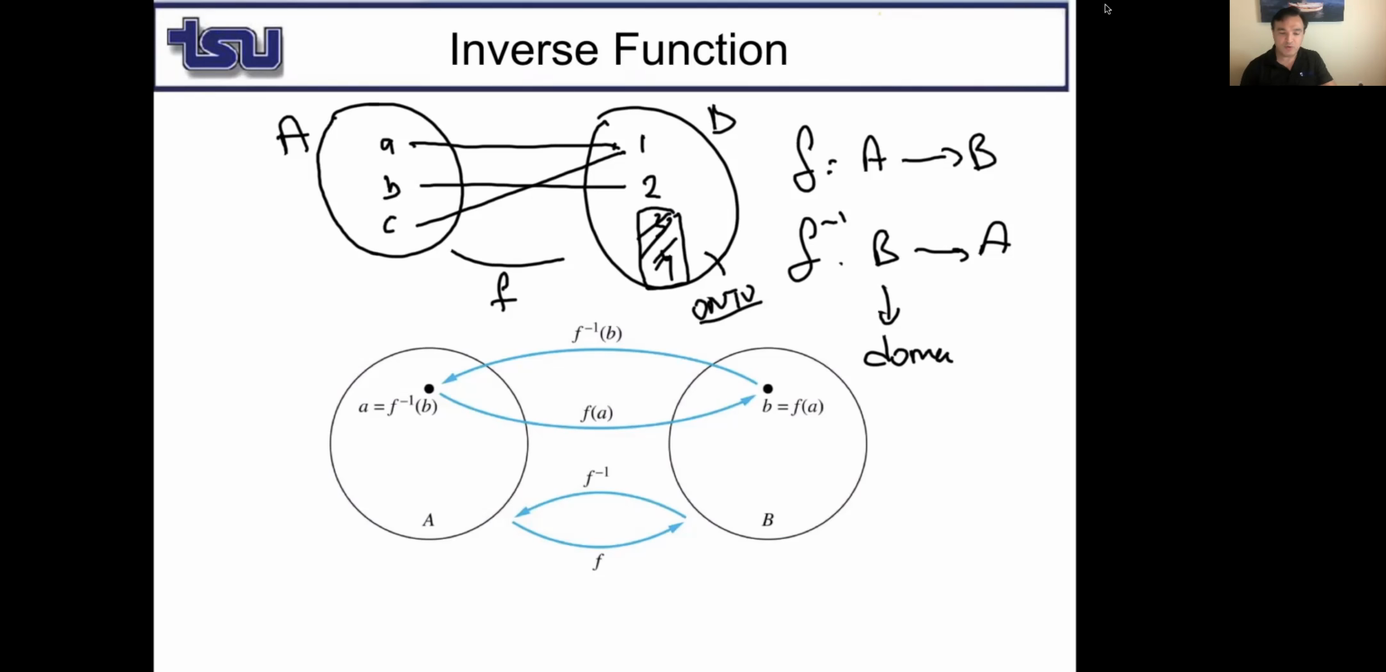Similarly, it needs to be one-to-one. For example, here the inverse takes 1 and maps it to A and maps it to C. That's not possible, right? Because a function cannot map an element of the domain to two different elements in the codomain. So that means this is also not possible. So it needs to be one-to-one as well. Okay, so it must be one-to-one and onto, otherwise a function may not have an inverse.